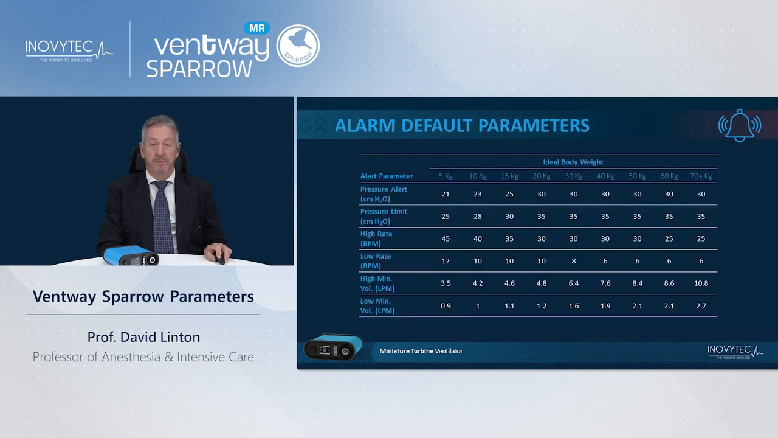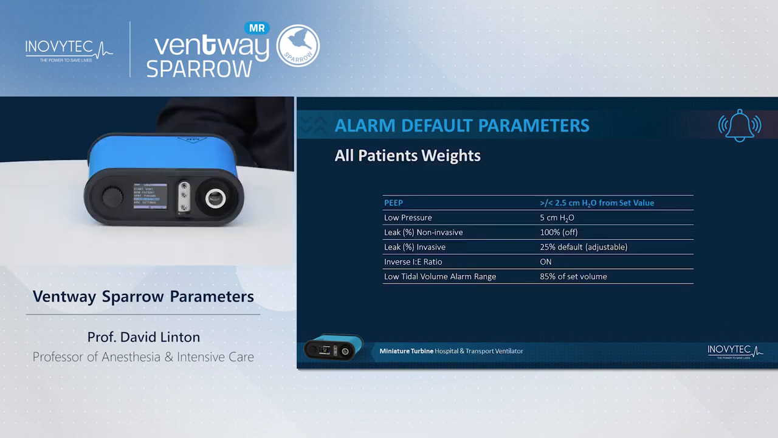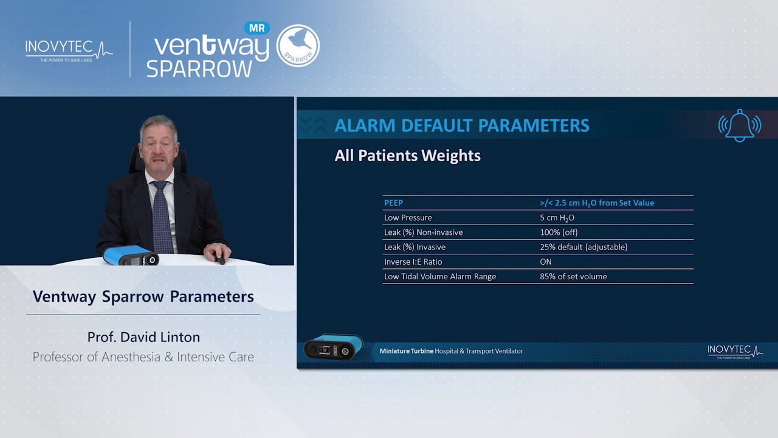The alarm default parameters are also very specific to the weight of the patient, child or adult: the pressure limit that's allowed, the high rate and the low rate alarm that's allowed, breaths per minute, and the high minute and low minute ventilation parameters are set according to the weight. The PEEP level will alarm if it's more than 2.5 centimeters from the set value.